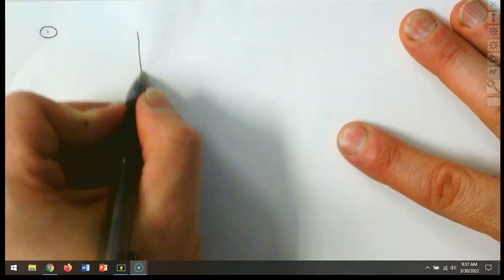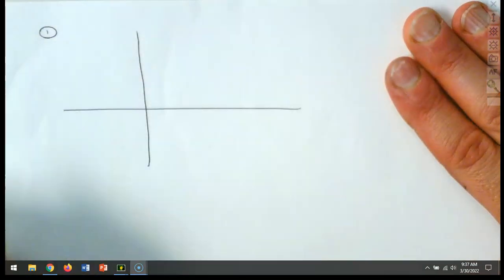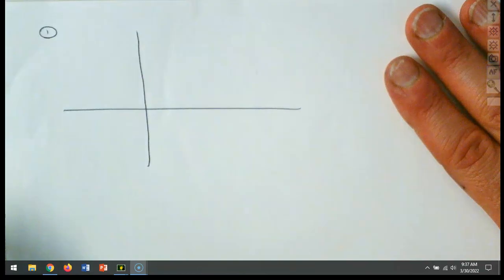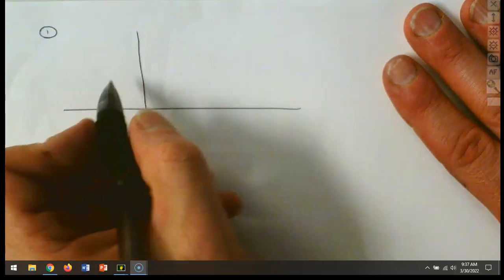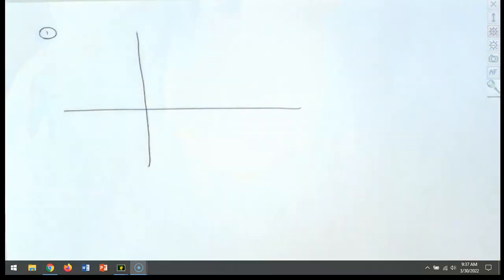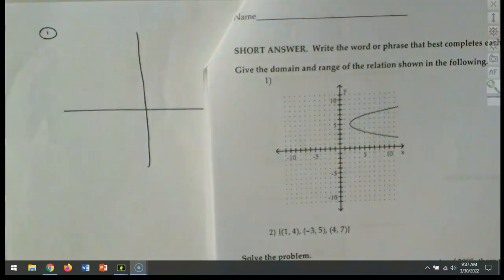different numbers. So when we look at something like question 1, the only difference is it might be going up and down instead of left to right. When we look at question number 1, we want to find our domain and range of this graph.